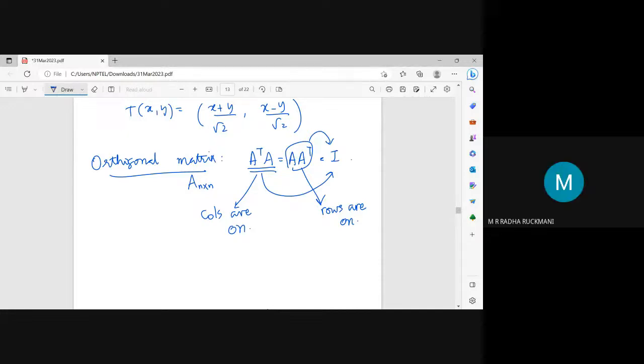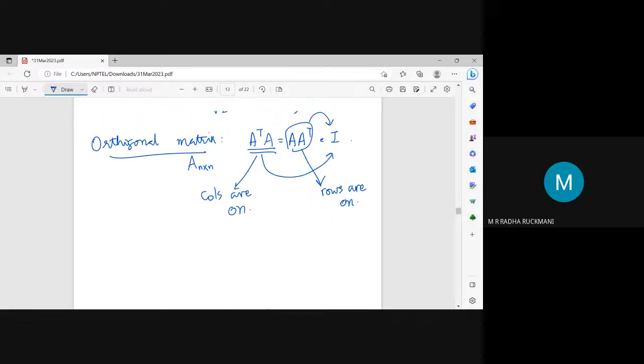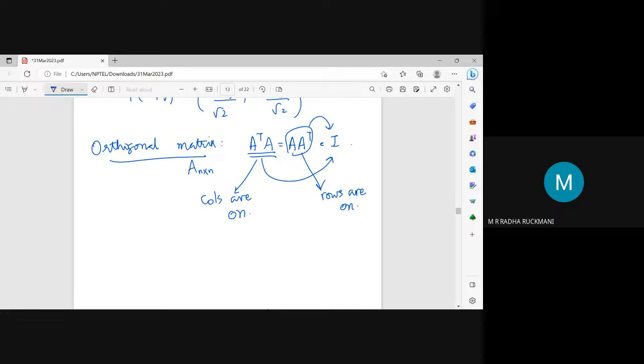Ma'am, once A transpose A equals A A transpose equals I is satisfied, the columns are orthonormal, and are the rows also automatically orthonormal? Only for square matrices. But for rectangular matrices, it need not be satisfied. Pertaining to this course, we are only looking at square matrices, right? Yeah, but I can give you a rectangular matrix that satisfies this, no? I won't call it an orthogonal matrix. I'll give you a rectangular matrix that satisfies one condition and ask whether it satisfies A A transpose equals identity. So in that case, we should also check for the columns and rows? If it's a square matrix, once this is satisfied, the other one is automatically satisfied. Yeah.